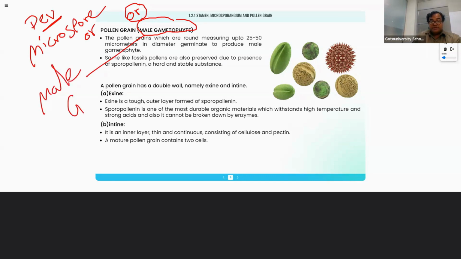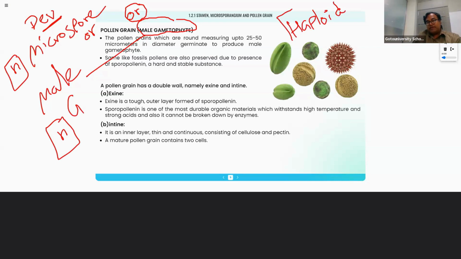The male gamete, I can say, is single N. The microspore, I can say, is single N. What do you mean by single N? Single N means haploid. What do you mean by haploid? Having half of the parental chromosome number, which we observe in the male gamete and in the microspore. So male gamete is formed by microspore. Microspore is formed by spore mother cell, right?